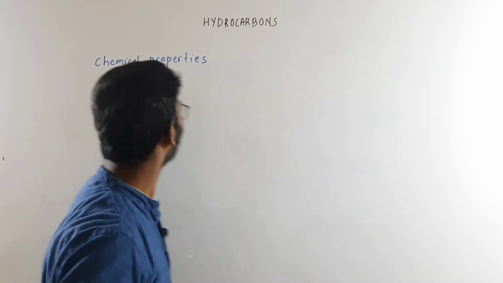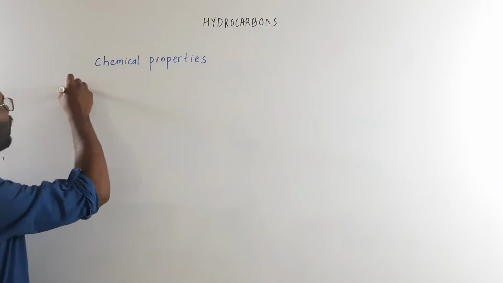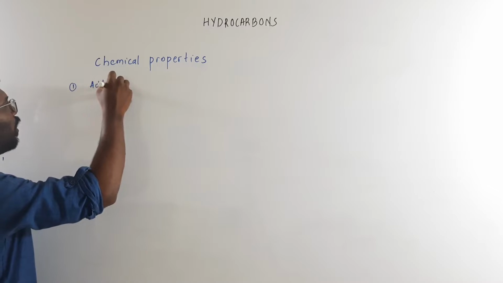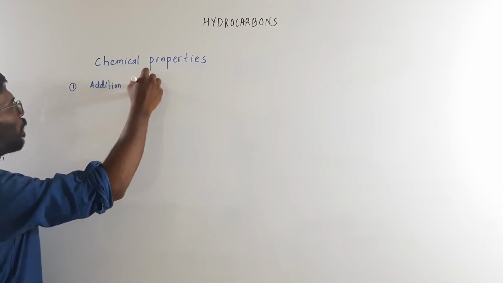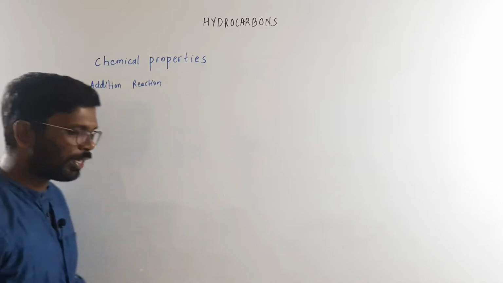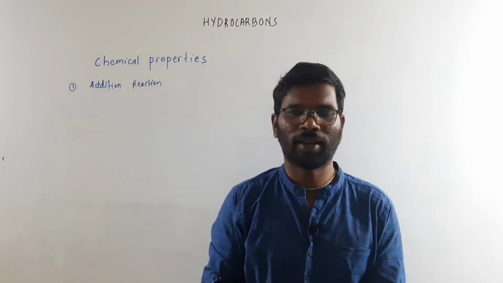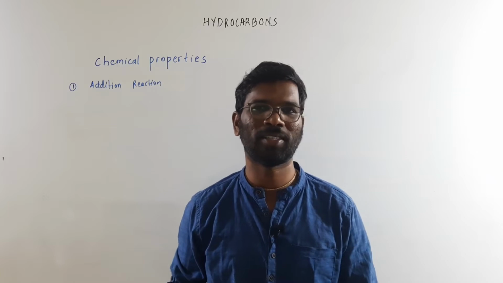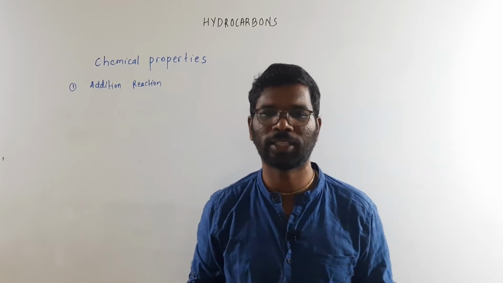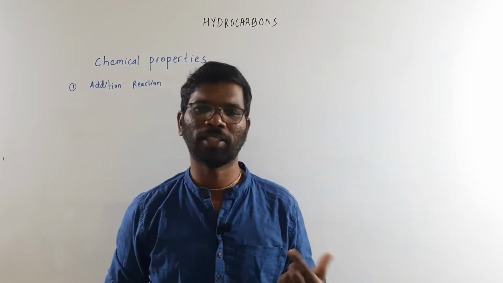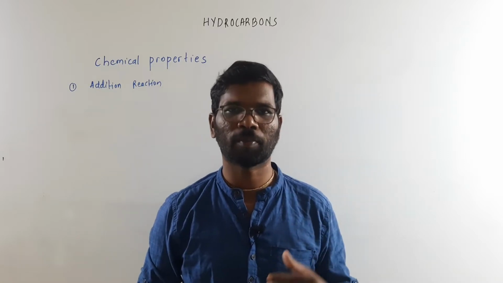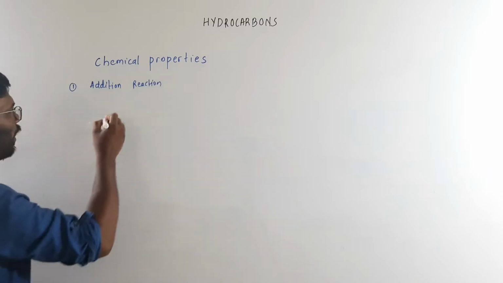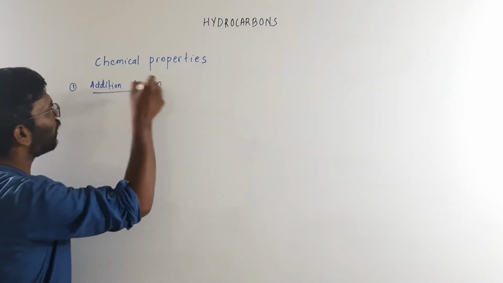The first chemical reaction we will be doing is the addition reaction. Addition reaction happens at the double bond, or it is also possible at the triple bond. If the triple bond is there, then the addition reaction is going to happen. Addition reaction means the double bond is replaced and there is an addition of more atoms in the molecule.